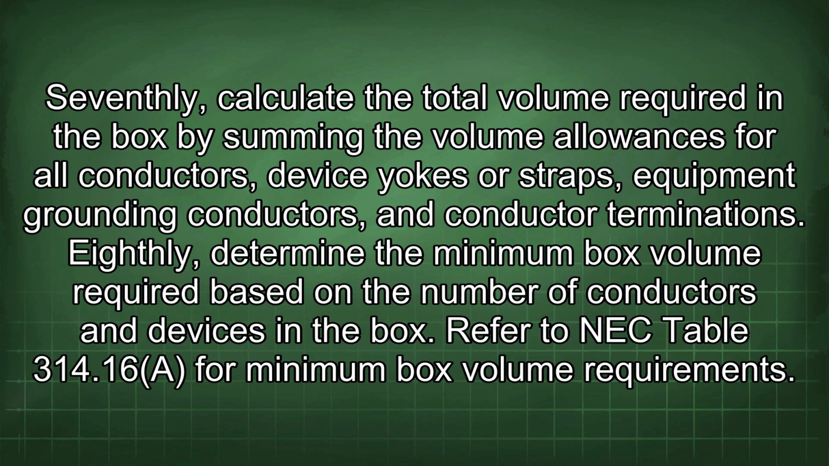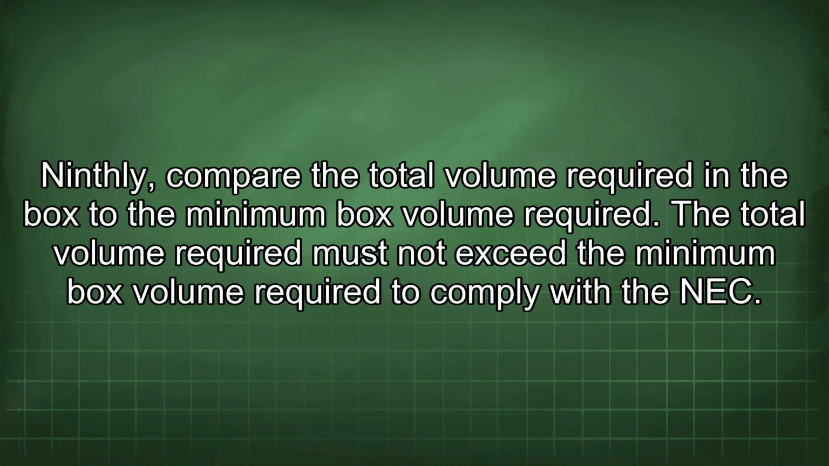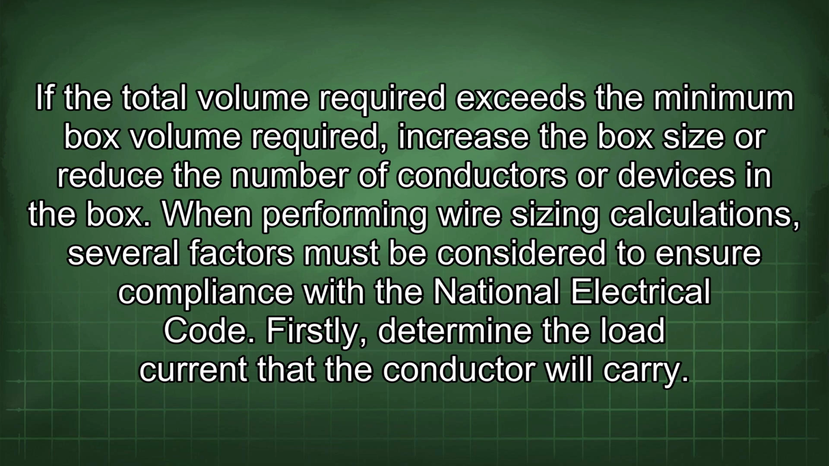Eighthly, determine the minimum box volume required based on the number of conductors and devices in the box. Refer to NEC Table 314.16 for minimum box volume requirements. Ninthly, compare the total volume required in the box to the minimum box volume required. The total volume required must not exceed the minimum box volume required to comply with the NEC. If the total volume required exceeds the minimum box volume required, increase the box size or reduce the number of conductors or devices in the box.